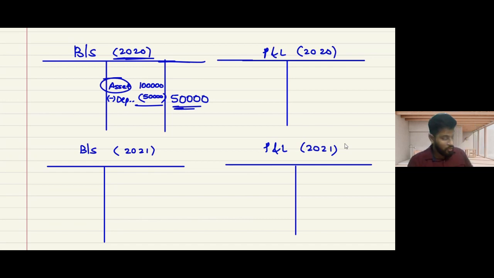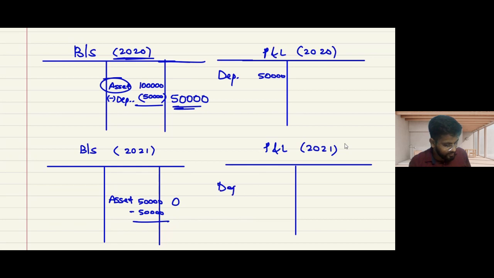And in the next year, what will happen? We will again charge the depreciation and the asset will be 0, because the value was 50,000, and in the second year also we will charge 50,000 rupees depreciation and the value will become 0. That is what we do normally. This is the traditional way which we are doing. In the P&L also you will see the depreciation of 50,000 which is charged, and here also the depreciation of 50,000 which is charged. This is the normal way.